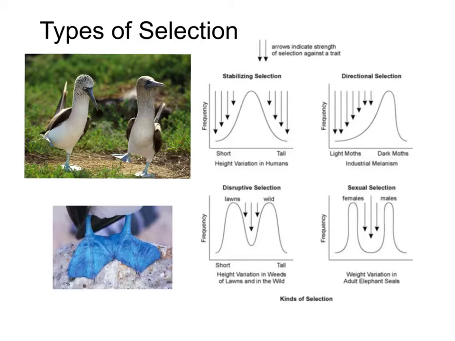Stabilizing selection eliminates individuals that have extreme or unusual traits. Directional selection favors traits that are at one extreme of a range of traits. Disruptive selection occurs when the environment favors extreme or unusual traits while selecting against the common traits. Sexual selection is the differential mating of males in a population. There can be male competition, or like the blue-footed booby, the female can choose the male with the best blue feet. Artificial selection is carried out by humans and their actions.